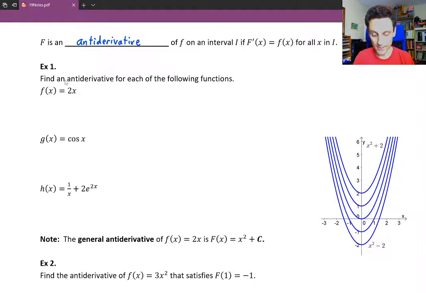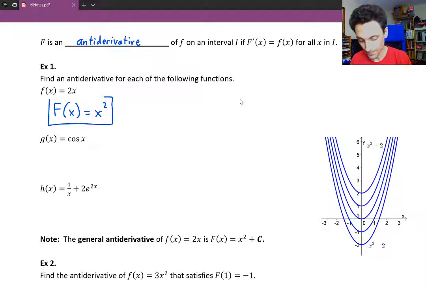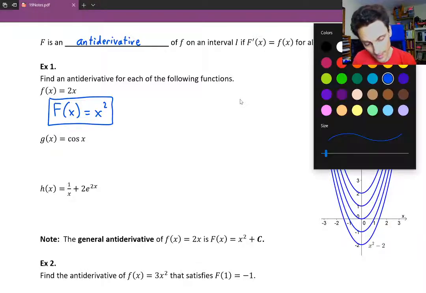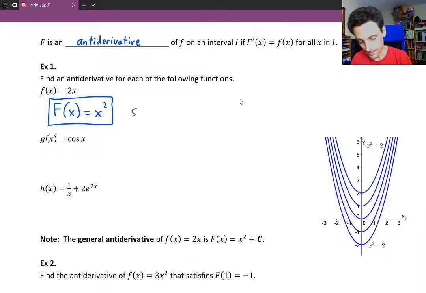So example 1 says find an antiderivative for each of the following functions. Little f of x equals 2x. Well, here we can write an antiderivative of 2x would be x squared. And off to the right we can say this is true since if we turn back around and take the derivative of big F, the derivative of our antiderivative, we get back to little f.